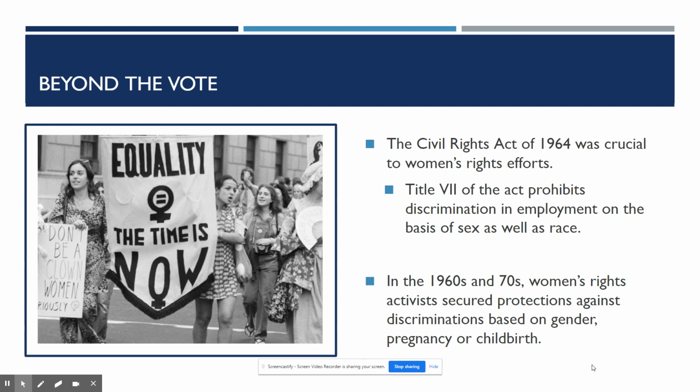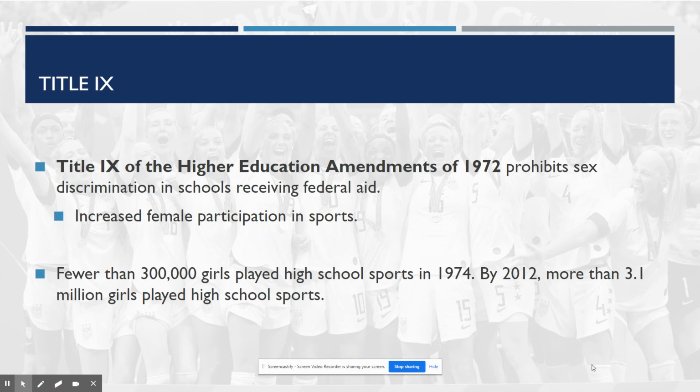Okay, but it's also going to be part of the women's rights movement as well, because it's going to end that discrimination for women. So Title VII of the Act is going to prohibit discrimination in employment on the basis of sex and race. So women are going to be protected against discrimination in hiring and employment conditions and can't be treated differently from men if the difference is unreasonable. So in the 1960s and 70s, women's rights activists are going to secure those protections against discriminations on gender, pregnancy, and childbirth. And that's where we're going to stop with this lesson.